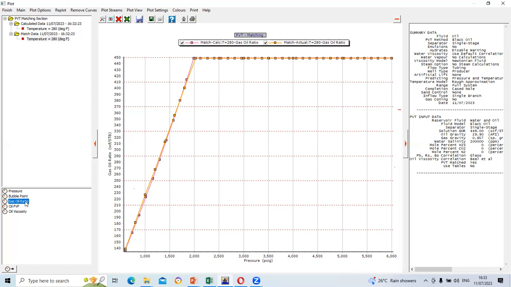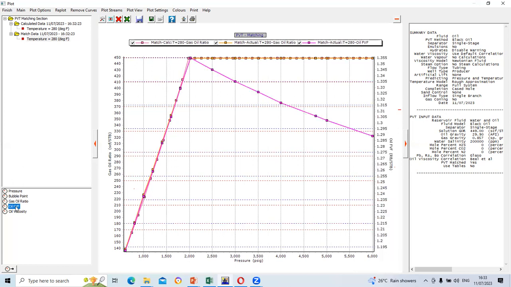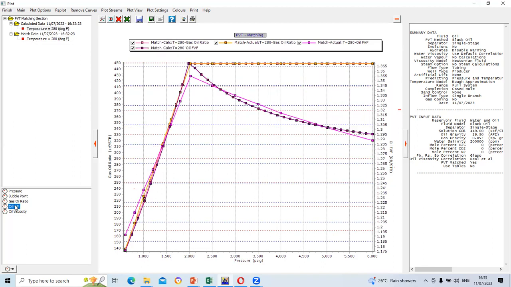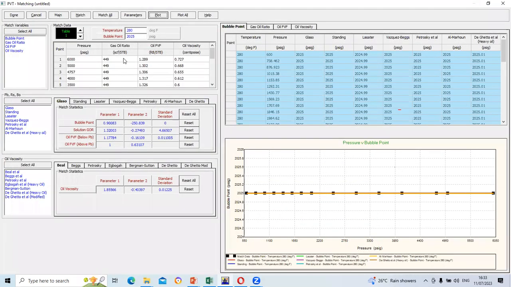So I may come here. Let me see my oil formation volume factor. That's the oil formation volume factor for match. I go to the temperature up. I take it also. All right, you see that this one may not be that kind of a perfect match, but it is still not bad. It's still not bad at all. All right, so I will close this up.